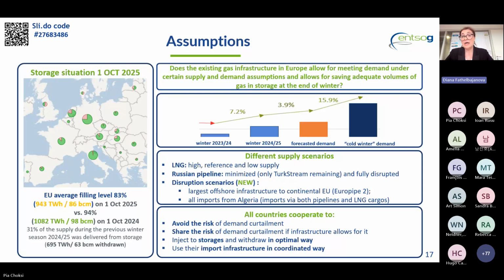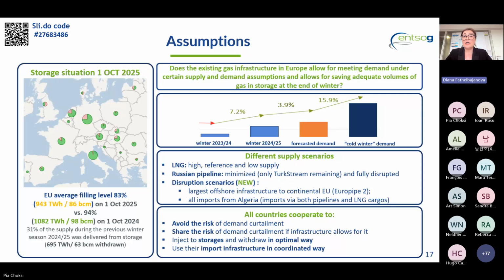98 BCM. And during the last winter, because of both the market situation and the weather, storage was used much more heavily. In fact, about 31% of the total gas supply for the 24-25 winter came directly from storage. And we ended the season with just a bit over 30% left. So naturally, all of these had an impact on the situation we saw at the beginning of this winter.